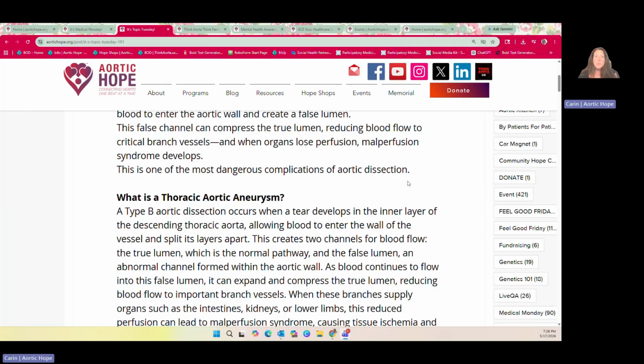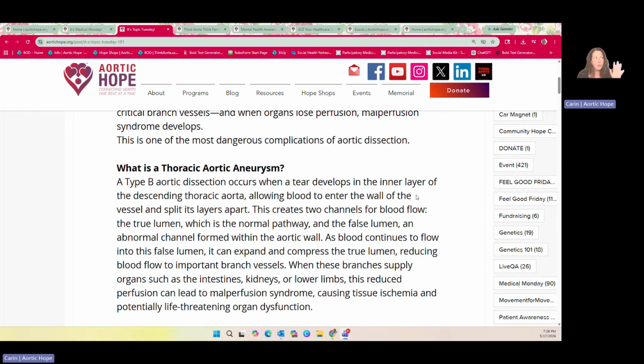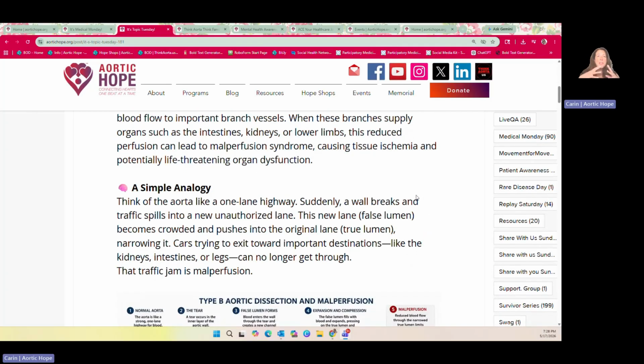As blood continues to flow into the false lumen, it can expand and compress the true lumen, reducing blood flow to the important branch vessels, which take the blood everywhere, like we just talked about: your stomach, your intestines, your kidneys, lower limbs. This reduced perfusion can lead to malperfusion syndrome, causing tissue ischemia or death, and potentially life-threatening organ dysfunction.